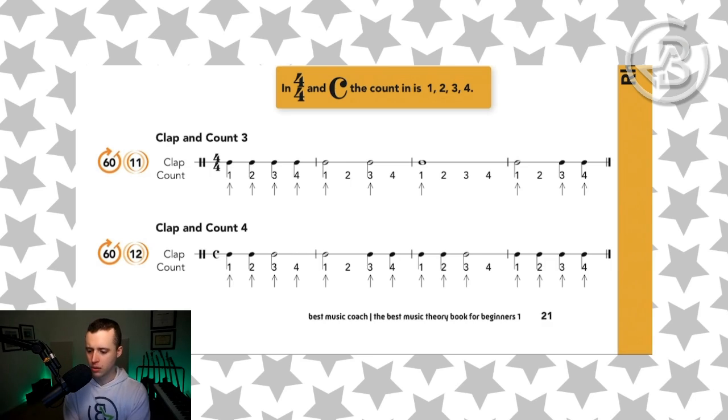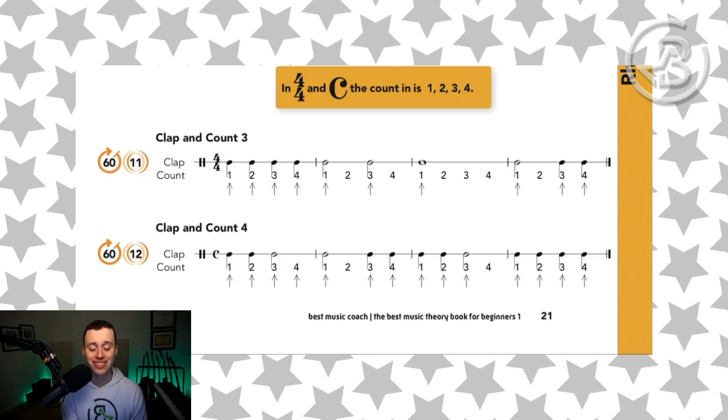Here we go with the count in. 1, 2, 3, 4. 1, 2, 3, 4. 1, 2, 3, 4. 1, 2, 3, 4. 1, 2, 3, 4. There you go.